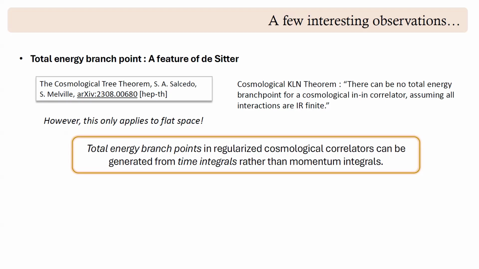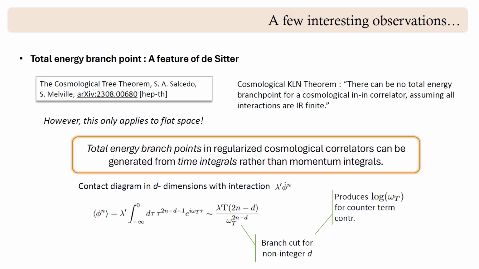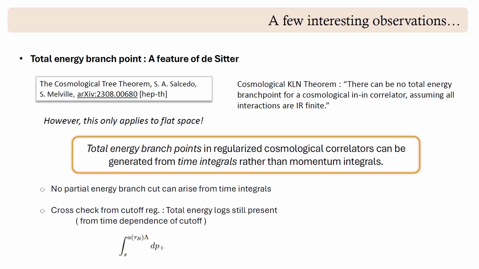So in de Sitter, in regularized cosmological correlators, you will actually produce log omega t not from momentum but from time integrals. And we've also shown that, okay, I'll skip since I don't have time, you cannot produce a partial energy branch cut from time integrals. You will only produce a total energy branch cut from time integrals. And this is not an artifact of Dirac. This will also occur in cutoff. In cutoff, it will appear because of the time dependence in the cutoff. If this cutoff were not time dependent, if you remove this time dependence over here, you will not see log omega t appearing.